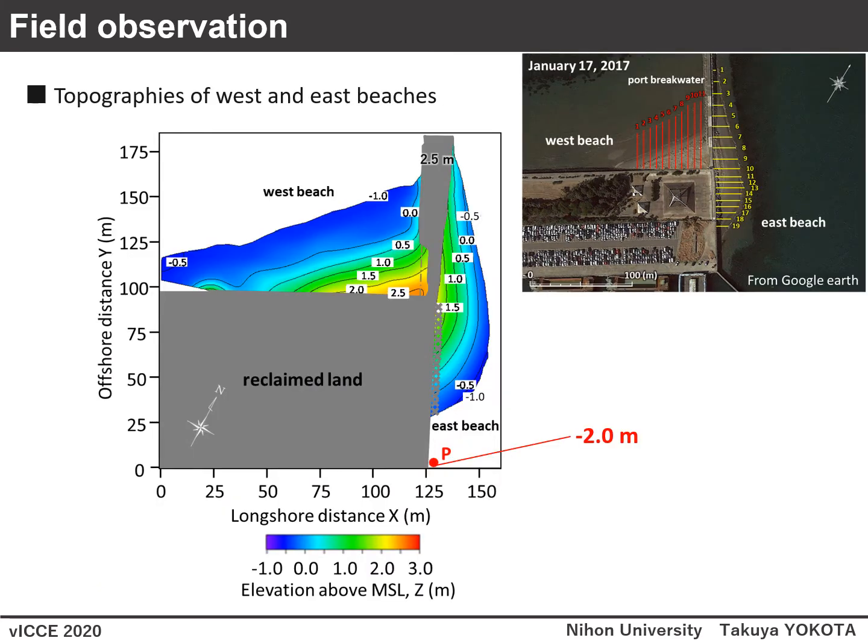And next, this shows topographies of west and east beaches. The elevation of the west beach is higher than that of the east beach, and the elevation of the beach where it met the Port Breakwater was 2.5 meters, and the elevation of the east beach was 1.5 meters. In addition, the water depth of point P was 2 meters, implying that the water depth surrounding the east beach is at least 2 meters.